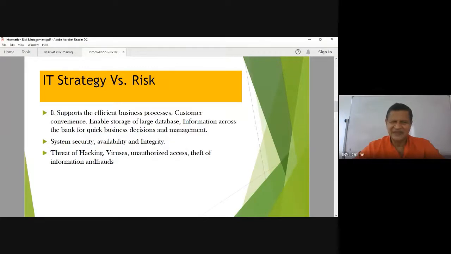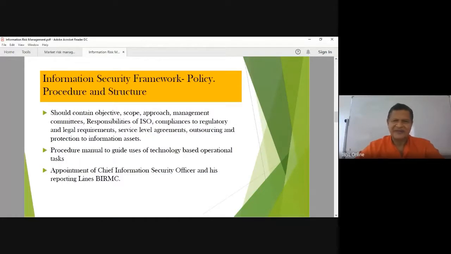IT strategies mainly concern how you focus, how you put forward your IT technologies into your systems and processes. So we also looked at how those processes will be subject to risk. And then we also said, like in the management of other types of risk, like credit, and we also discussed operations earlier, all those are generally managed with a framework, and the framework includes policy, procedure, and structure.